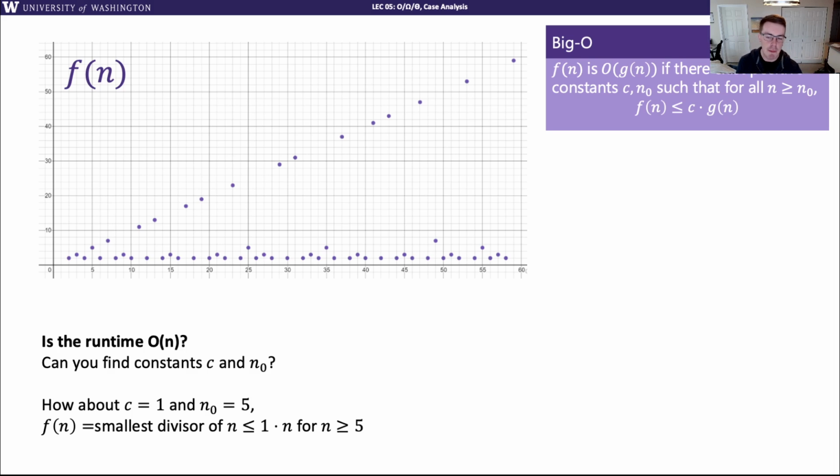So is the runtime of this function big O of n? The way you answer that is, well, if we're trying to do a proof, you could say, can I find constants c and n naught such that this function is below a function scaled with n? And so if I chose something like c is 1 and n naught is 5, you could show with a bit of an argument that this is definitely going to be true.